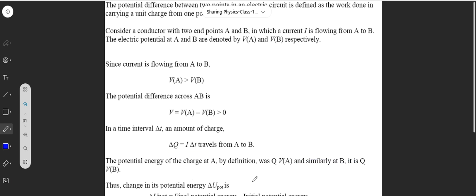So if you are clear with this one, the next part we are going to do is the potential energy of the charge at the point A. By definition, we know the definition: to make a charge move from one point to another point of the circuit, the energy we are spending is taken as that, right? So that's a similar thing we are going to do now over here.